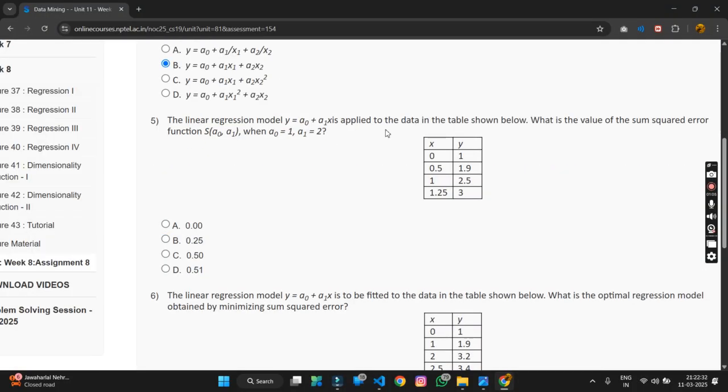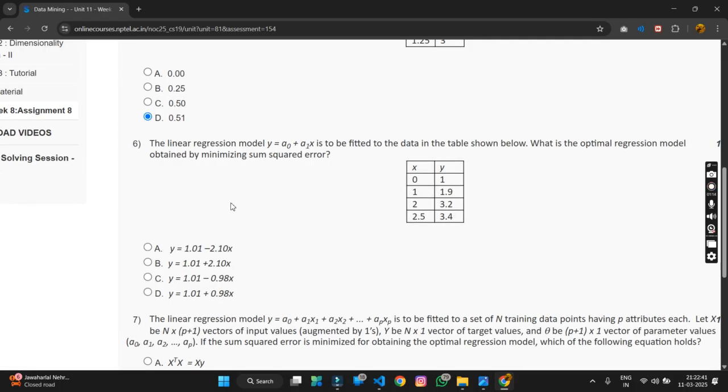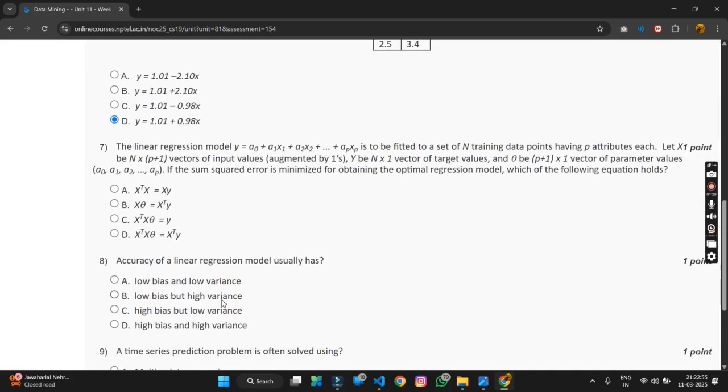Next question is the 5th question and the answer of the 5th is option D, that is 0.51. Next question is number 6. This is also in tabular form. The 6th question answer is option D, Y is equal to 1.01 plus 0.98x. Next question is number 7 and the answer of number 7 is option D.